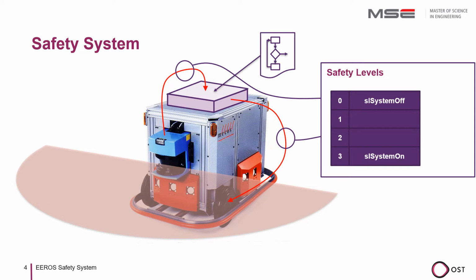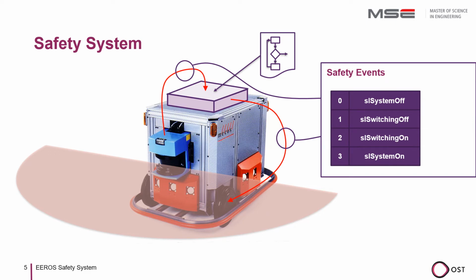Therefore, we insert so-called transition states, which are usually written with ing at the end. In our case, the safety level changes first to switching on and then to system on when the unit is switched on, and to switching off and then to system off when it is switched off.